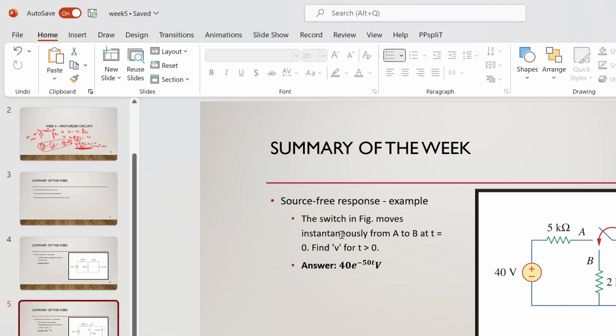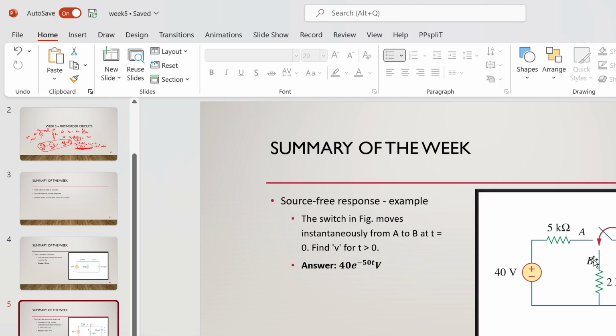Now this is the second question that I had given. I wanted to discuss it. In this case, I wanted to find out the response of the circuit. This particular switch here changes its position at time t equal to 0. Before time t equal to 0, this switch was connected between A and the output, and after time t equal to 0, the switch changed its position to B.